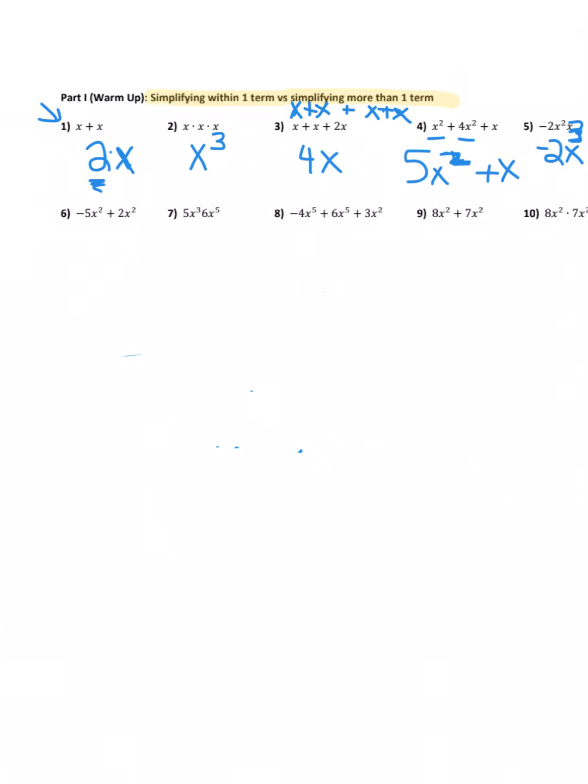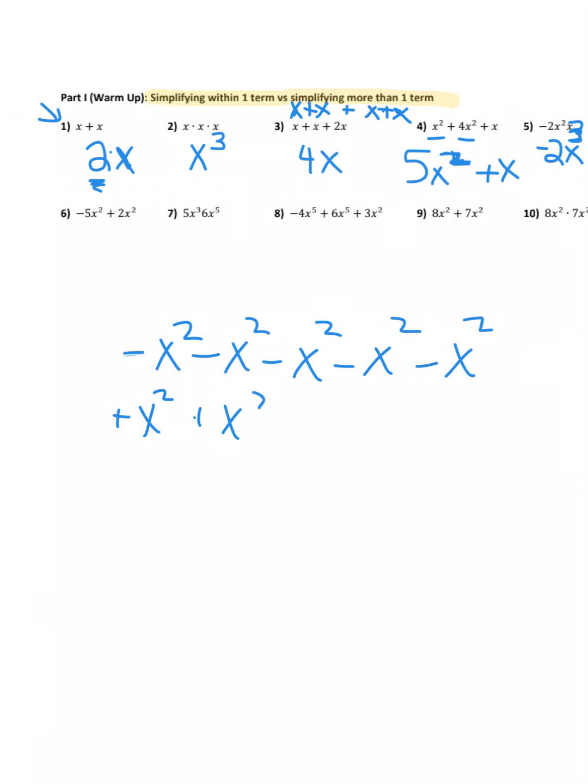Number 6, we have like terms that need to be combined because both of those terms have a base of x raised to the same exponent of 2. Now the sign tells me what type of x squareds I have. I have 5 negative x squareds. And that coefficient tells me how many I have. So I have 5 negative x squareds. And again, you write this under your problem, I just don't have room. And then I have 2 times x squared, which is plus x squared plus x squared.